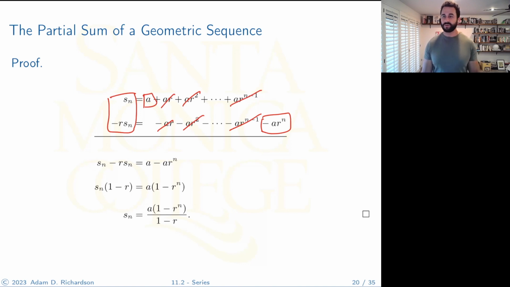All right, cool. Now, because we're looking for a closed form for the partial sum, we're going to solve for s_n. Factor out an a over here, factor out an s_n over here, and we get this line. Divide both sides by 1 minus r, and you get the conclusion right there. Voila. This is great because if you want to know what the nth partial sum of a geometric series is, you get this for r not equal to 1 and r not equal to 0.